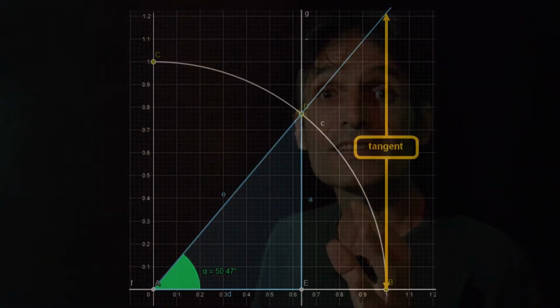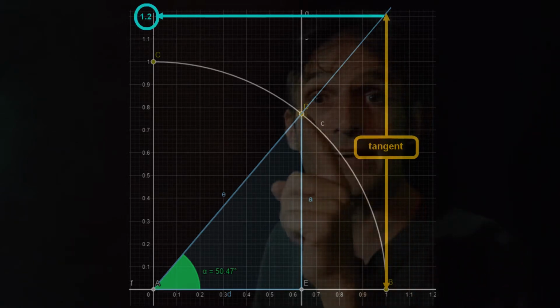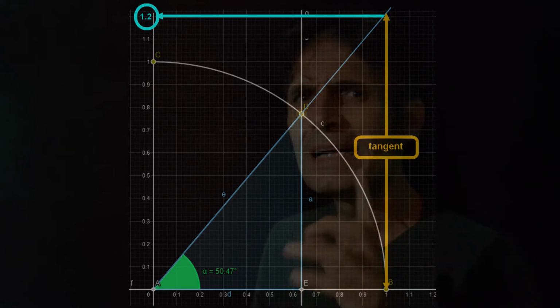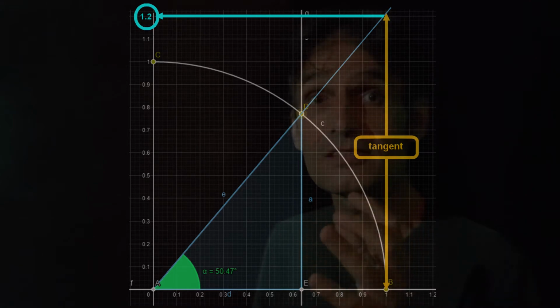Now, another difference that you must not forget. Look, this is the tangent of an angle around 50 degrees. What's its value? We read it here on the vertical axis, around 1.2. Do you remember? Sine and cosine couldn't be more than 1. The tangent can be more than 1.